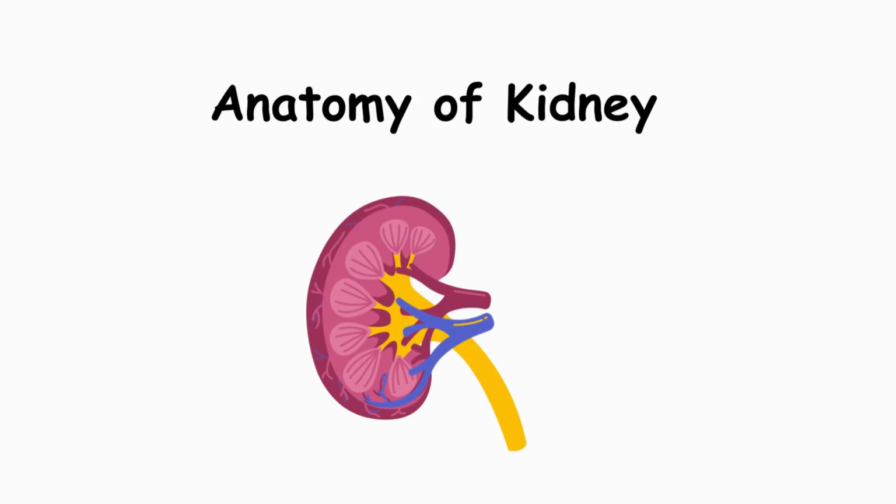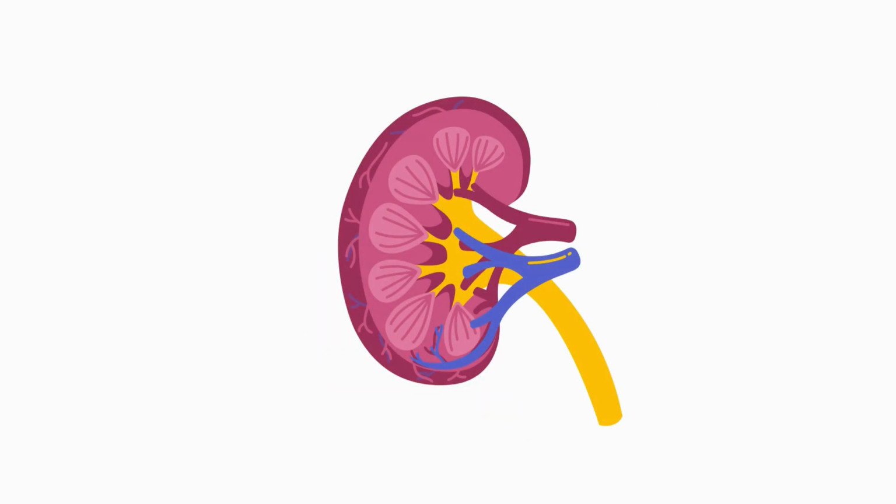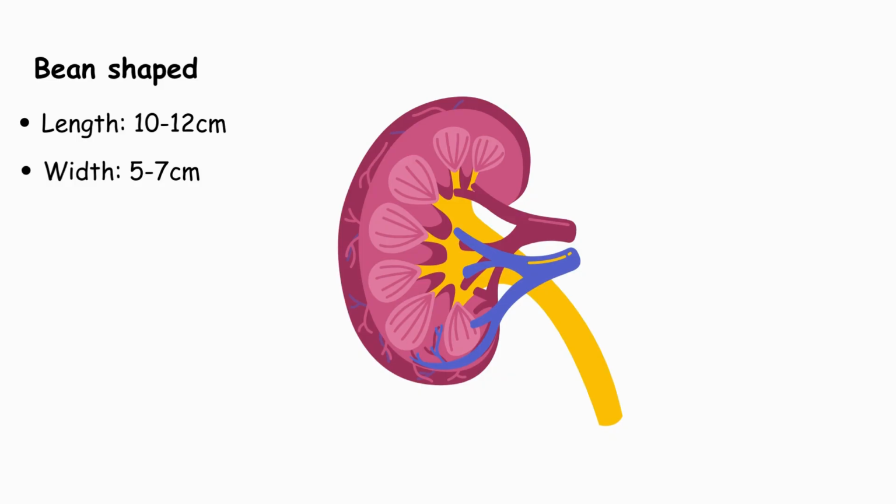Let's understand the anatomy of the kidney. The kidney is the most important part of our urinary system. It is bean shaped, having a length of 10 to 12 centimeters, a width of 5 to 7 centimeters, and an average weight of 120 to 150 grams for each kidney.